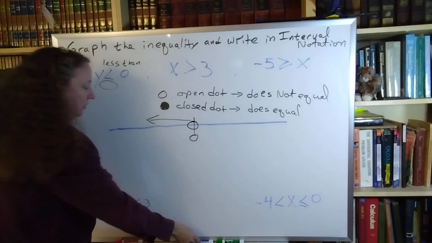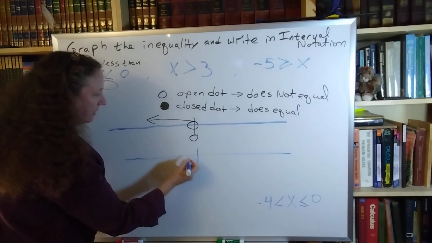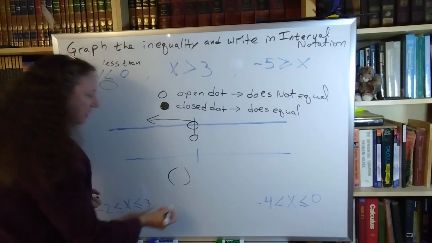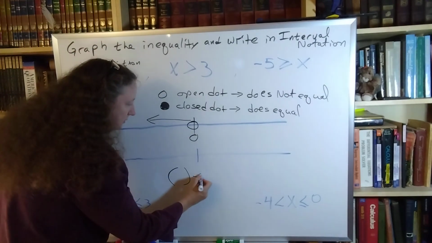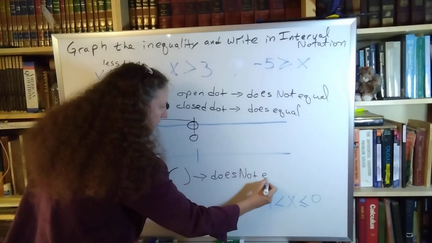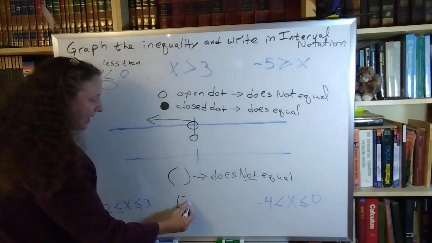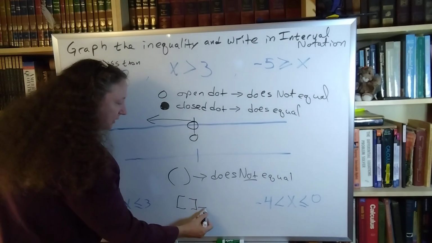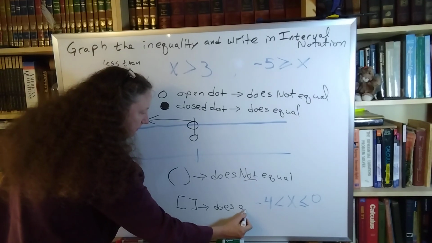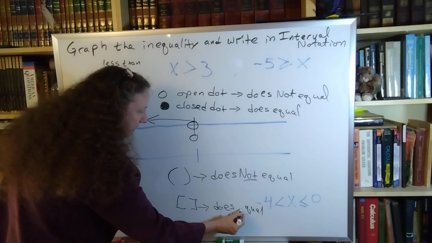The other notation that we could use for this is the parentheses. So again, we have 0 here, and we can use parentheses to say does not equal, or we can use the square brackets to say it does equal. And I can write a little bit better than that.